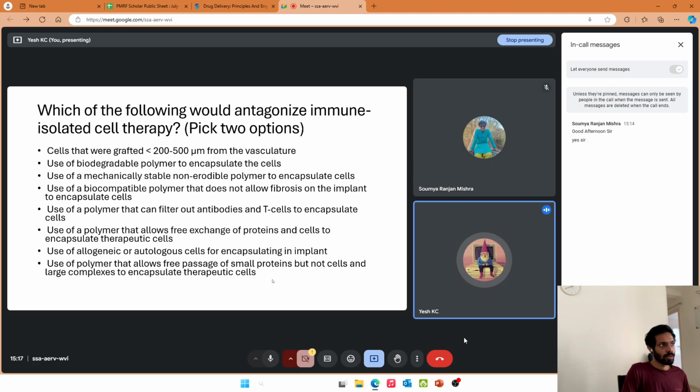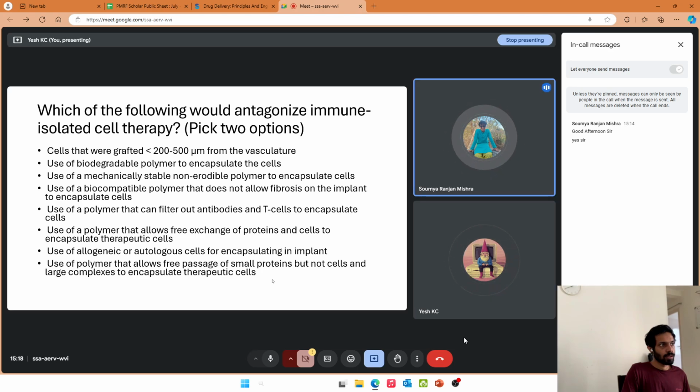So definitely not the first option, because we've discussed 500 micrometers is the maximum distance you can allow these cells to stay from vasculature. So cells grafted within the distance, between 200 to 500 micrometers or less from the vasculature, will help in immune isolated cell therapy. But what doesn't help? Is it the use of biodegradable polymer to encapsulate the cells? Use of mechanically stable non-erodible polymer to encapsulate the cells? Biocompatible polymer that does not allow fibrosis on the implant to encapsulate the cells? Polymer that can filter out antibodies and T cells to encapsulate the cells?